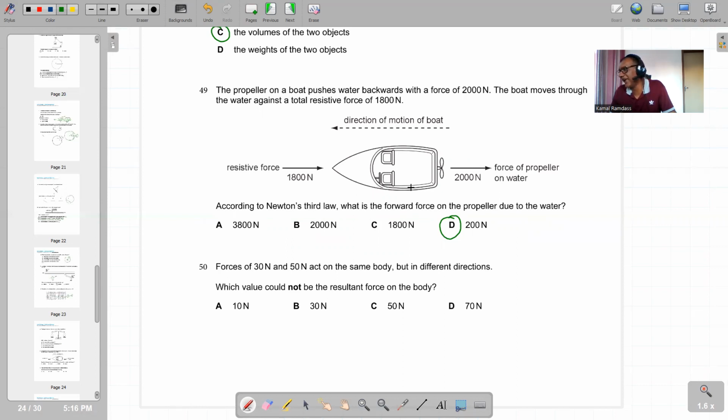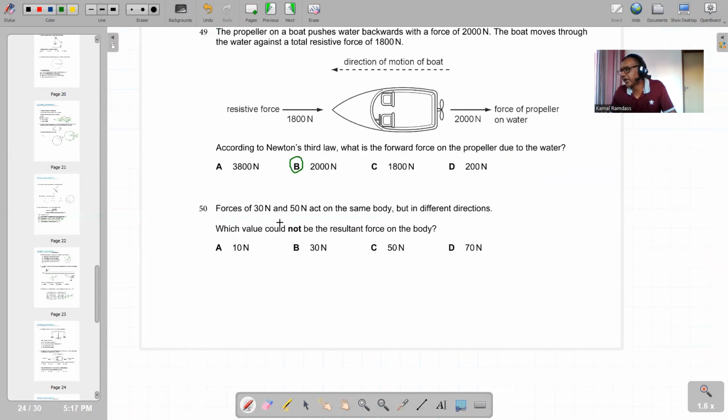Force of water on propeller equals force of propeller on water. That is not the answer they want. OK? The answer is 2000 Newton.